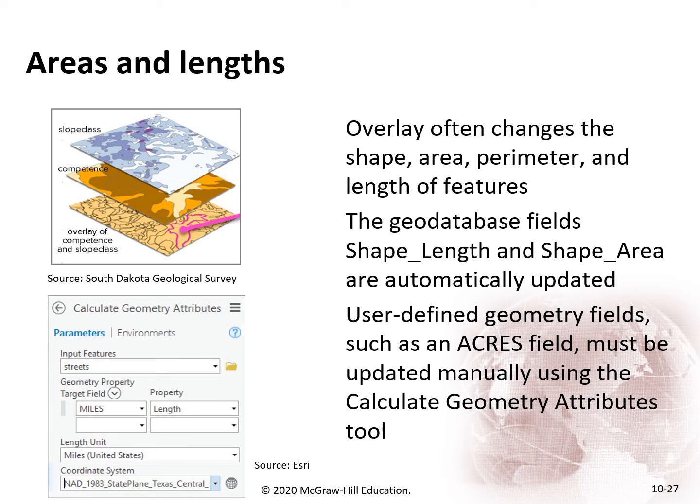Areas and lengths. Okay, time to climb up on my soapbox. When we do things, especially overlay functions, but pretty much anything else too that can change or distort a shape, the shape, area, perimeter, and lengths of features are changed. If we have a geodatabase, and these are fields in the feature class in the geodatabase, shape underscore length and shape underscore area are automatically updated.